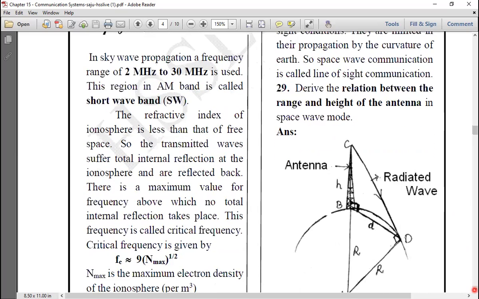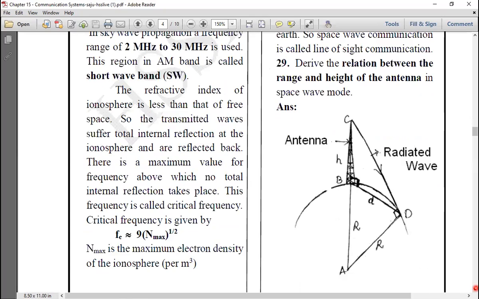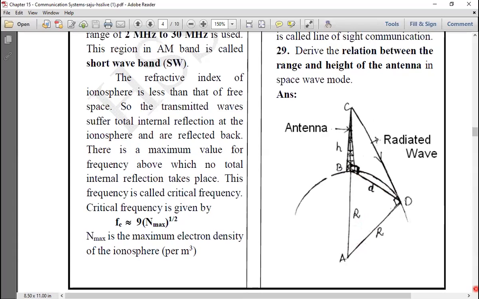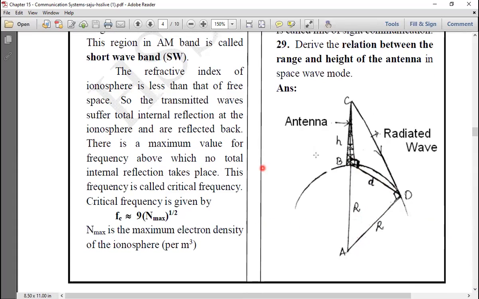Next, derive the relation between the range and height of the antenna in space wave mode. You see here, this is the antenna, this is the radiated wave, and this is radius r, and this is the distance. So let's see how to calculate this. In the diagram, this is antenna height h, this is d, and this is r, and this is a point.